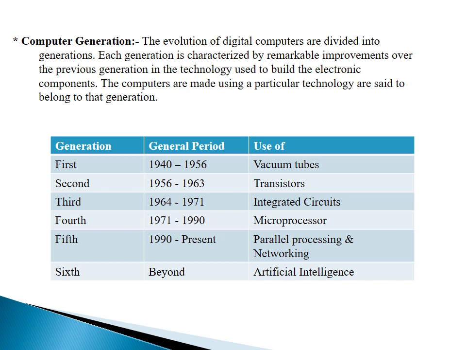Fourth generation of computer was built in the period of 1971 to 1990. The technology used is called microprocessor. The fifth generation of computer was built in the period of 1990 to present. The technology used is called parallel processing and networking. The sixth generation of computer, the current computer with the technology of artificial intelligence, is called the sixth generation of computer.